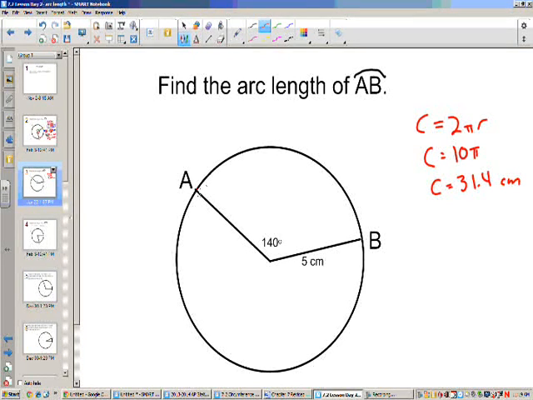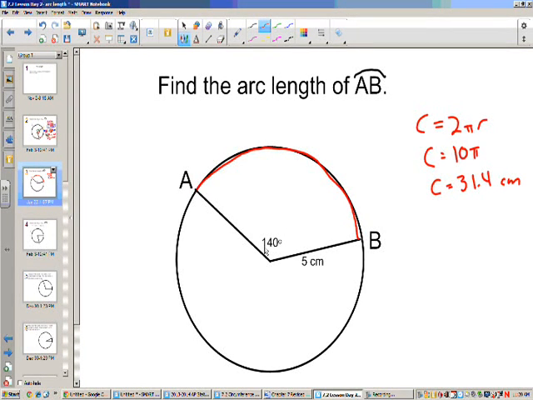Now again, we're not concerned about the whole circle. We're just concerned about this portion, which is going to be much less than that. If I had to take a guess, I would say it's somewhere around 10, because it's maybe a third of the whole circle. But if I want to find arc length, let's just call arc length x in this one, so we don't have to write out arc length every time.